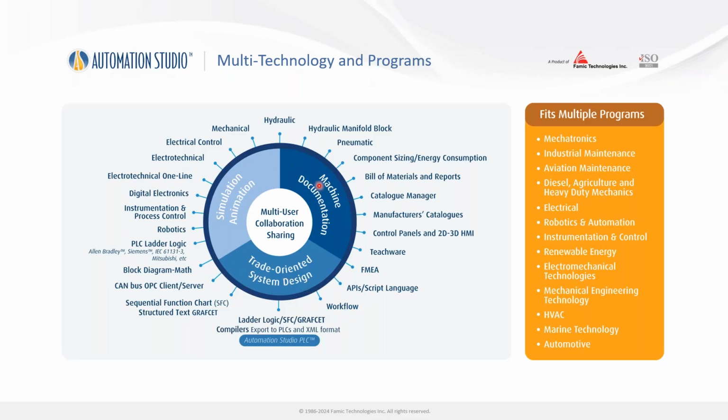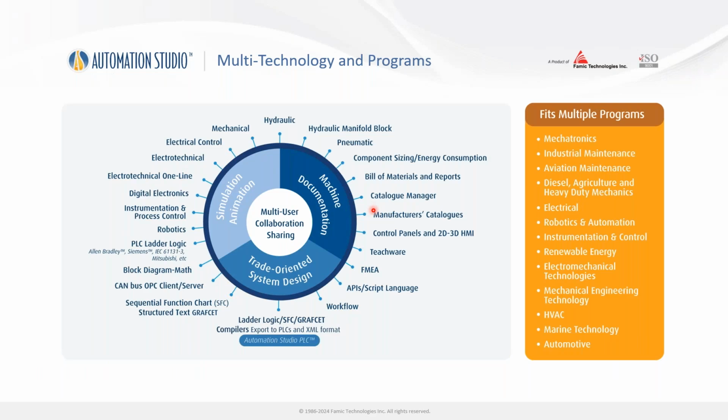Now, one of the most prominent features of Automation Studio is machine documentation. Over here, we have a prominent feature, that is catalogs, manufacturer's catalog, which is nothing but pre-configured, ready-to-simulate components that will be readily available in the Automation Studio software. The student just needs to drag and drop those components into the Automation Studio software, and those components will be ready to simulate. I will be talking about this in much more depth in upcoming slides.